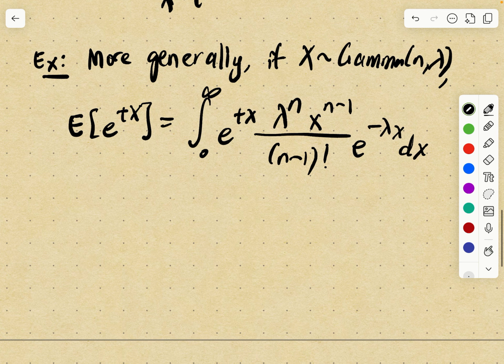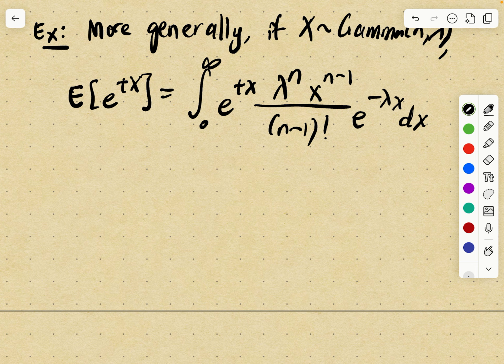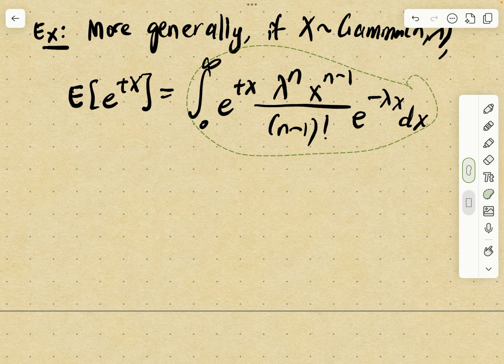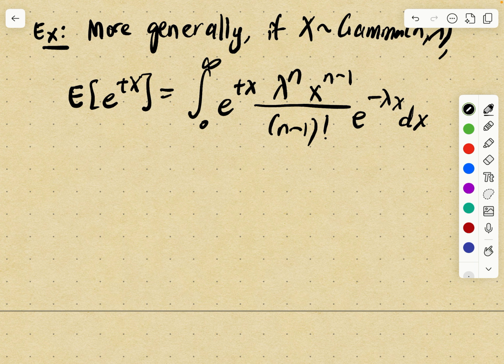Well, to do this integral, the trick is that we know that the gamma density function integrates to 1, right? So if you can make this integral look like the integral of a gamma density function, then you know that integral is going to be 1. Now, what gamma density function should we have?